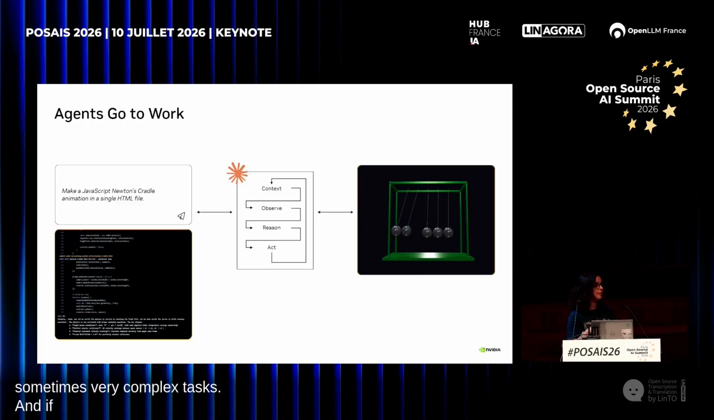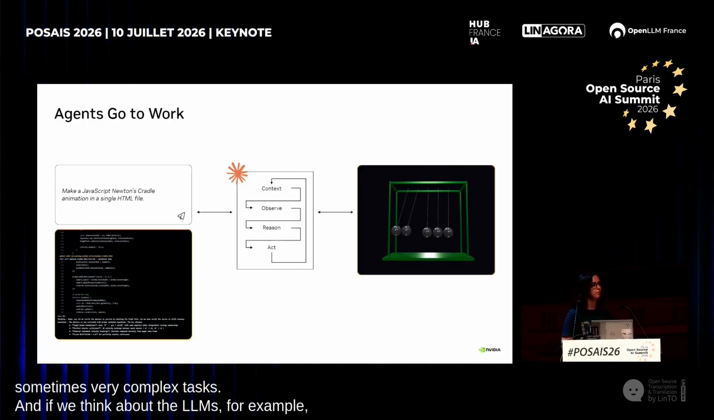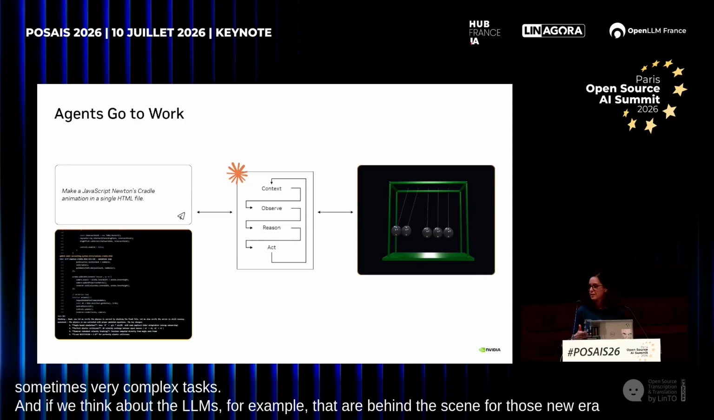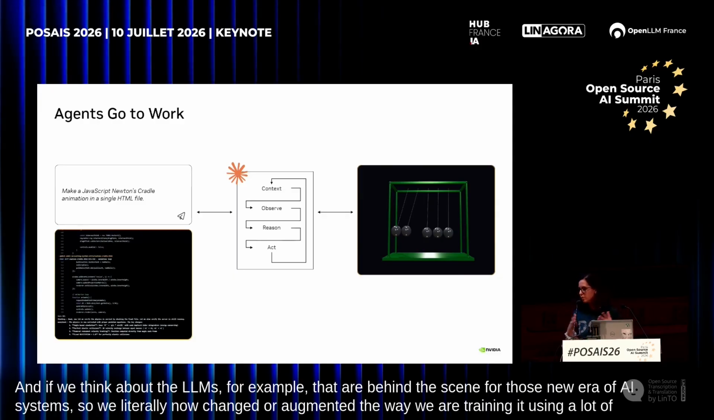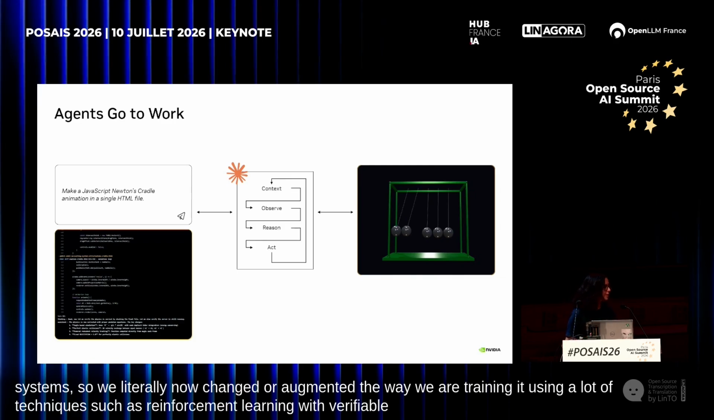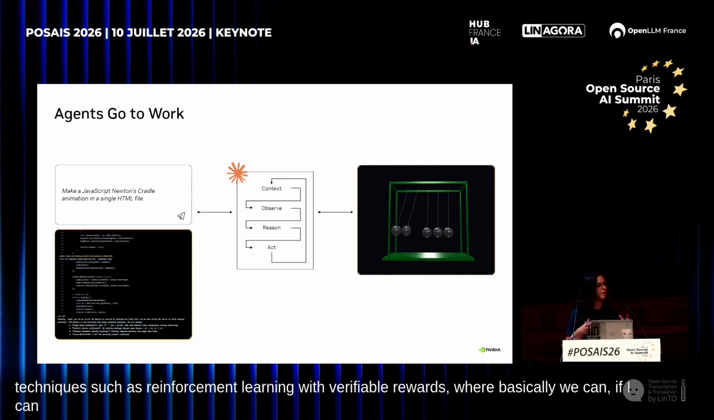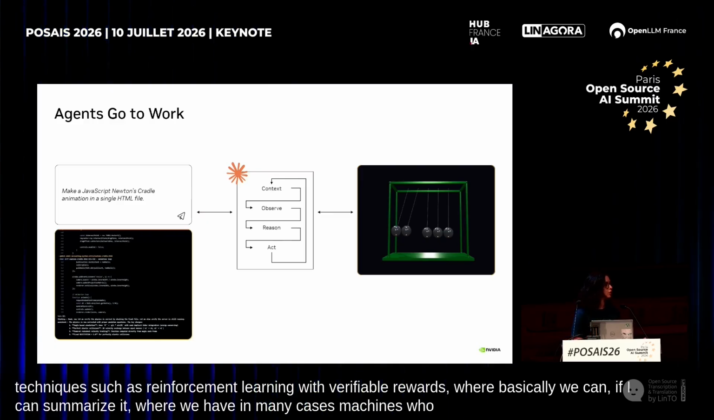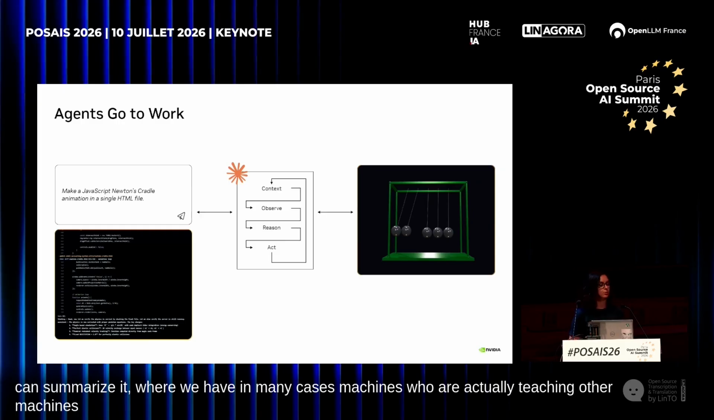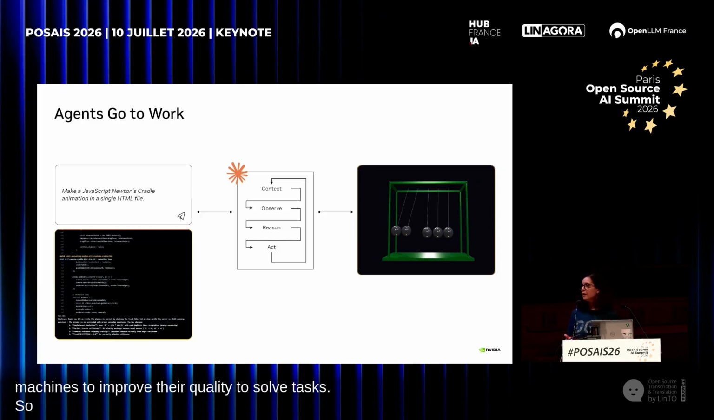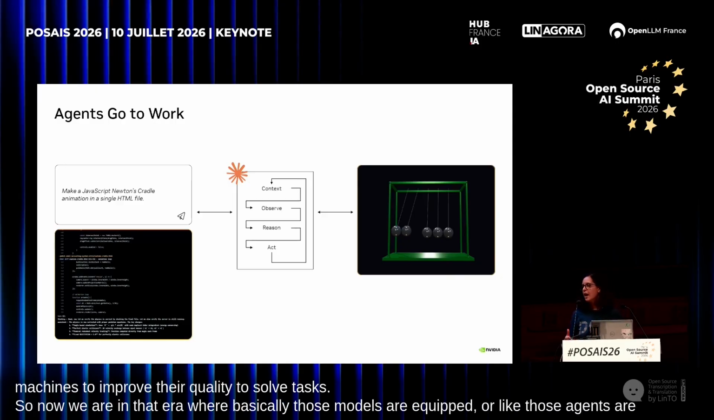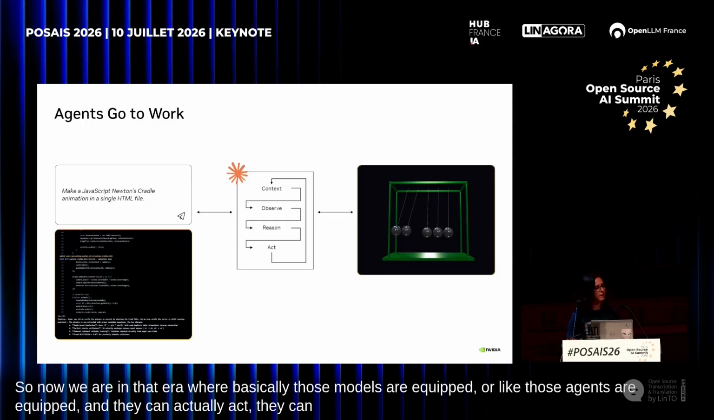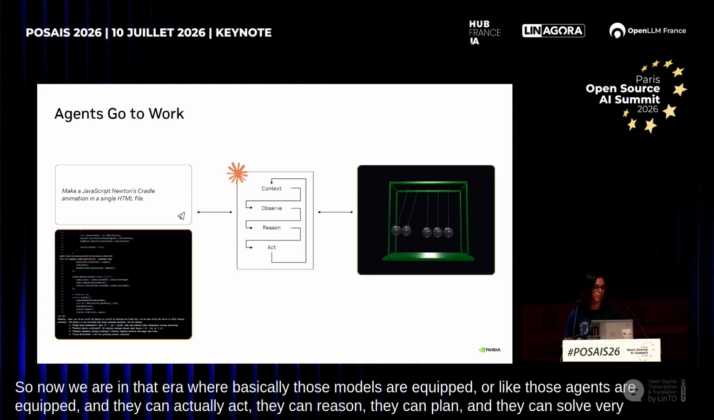And if we think about the LLMs behind the scenes for this new era of AI systems, we have literally changed or augmented the way we are training them using a lot of techniques such as reinforcement learning with verifiable rewards, where, if I can summarize it, we have in many cases machines teaching other machines to improve their quality to solve tasks. So now we are in that era where those agents are equipped, and they can actually act. They can reason, they can plan, and they can solve very long, complex problems.